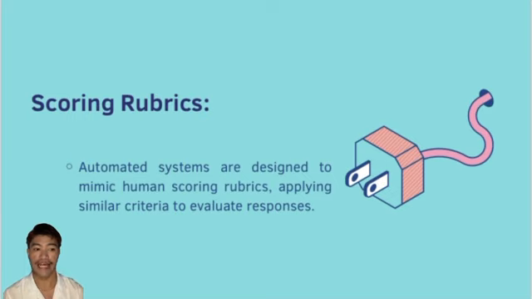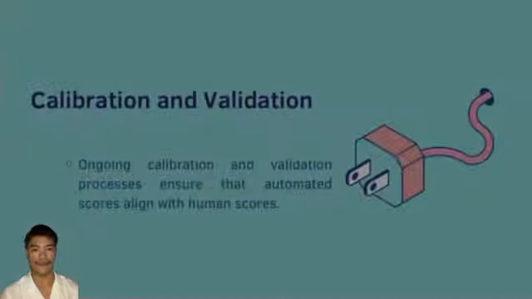Scoring rubrics in language assessment are structured frameworks that outline criteria and performance levels used to evaluate language proficiency and skills. Scoring rubrics help assessors or automated systems evaluate language samples systematically and objectively. They are used in various assessment contexts, including writing essays, speaking tests, and listening comprehension skills.